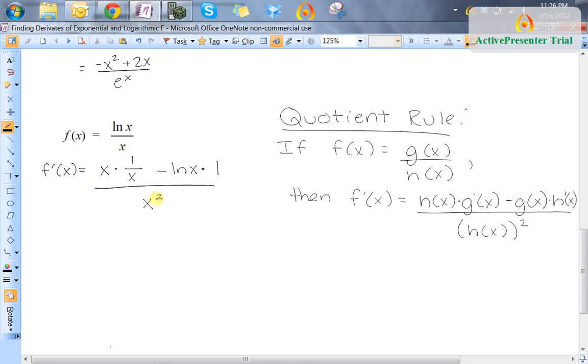So if we clean this up, x times 1 over x is just 1, and the natural log of x times 1 is just the natural log of x, over x squared.